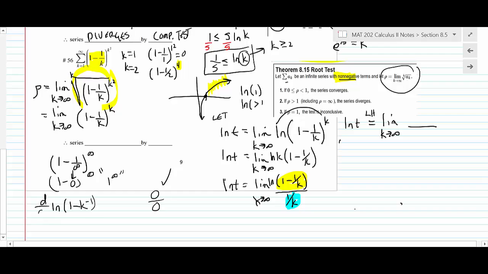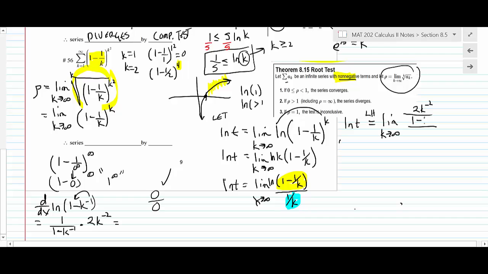When you do the derivative of that, you're going to get 1 over the function, which is 1 over 1 minus k to the negative 1, times the derivative of what's inside, which by the power rule would be k to the negative 2. I'm going to go ahead and write that as it is. That's going to be k to the negative 2. You can leave it as a negative exponent or make it positive.